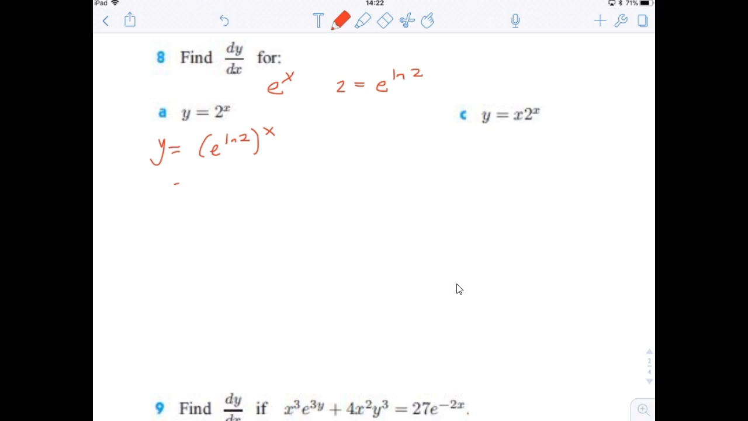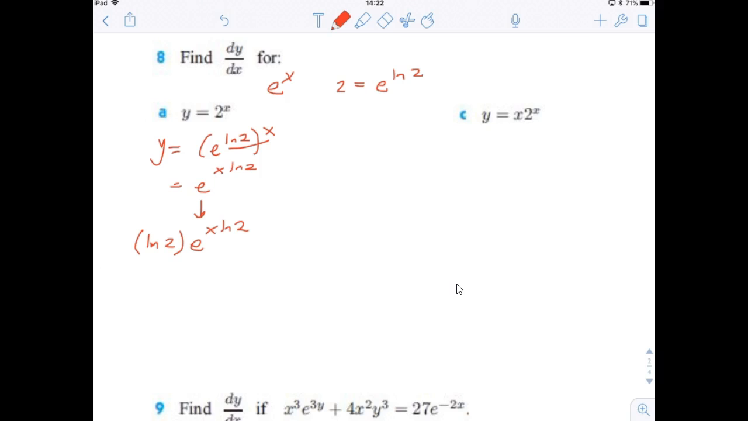Then we multiply the two exponents together, so we have x natural log of 2. Remember, natural log of 2 is just a number. Now we're going to take the derivative. We rewrite the exponential expression, and since the exponent is not just x, we need to do the chain rule. What's the derivative of a constant times x? It would just be the constant, and in this case, the constant is natural log of 2. Okay, so that's it.